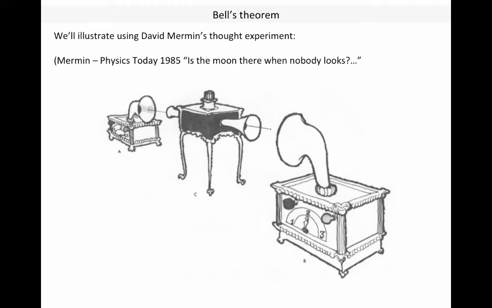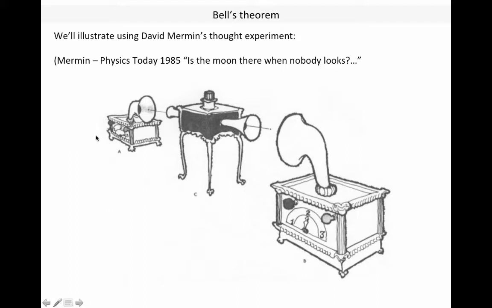Okay, so Bell's theorem we're going to illustrate using the thought experiment that was devised by David Mermin in his 1985 Physics Today article, Is the Moon There When Nobody Looks? So he came up with a thought experiment version of the experiment that Bell proposed, and it allows us to illustrate Bell's theorem in as easy a way as possible. And at the end, we'll explain how this connects with actual real physical systems.